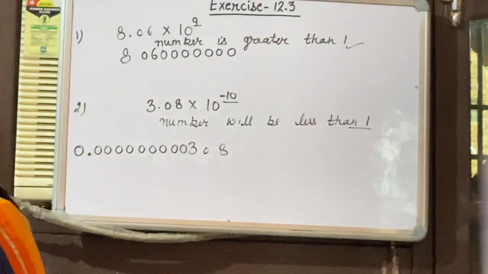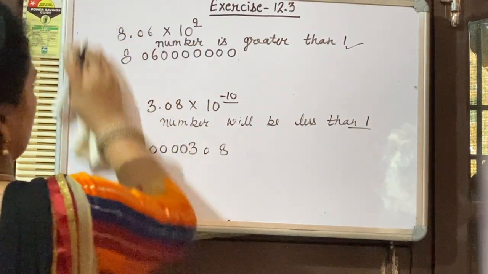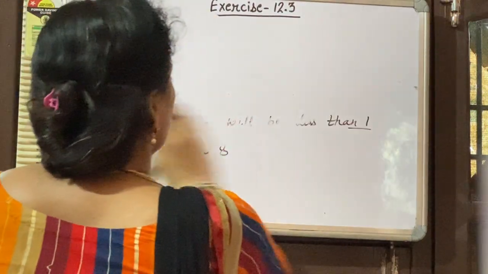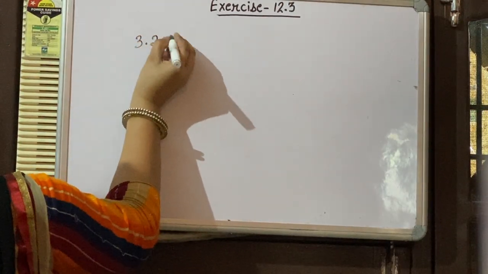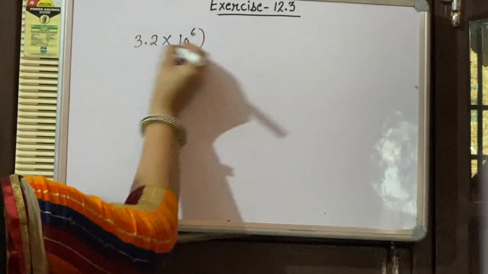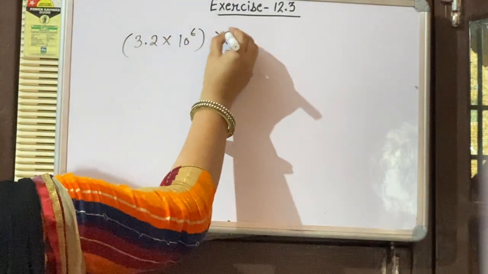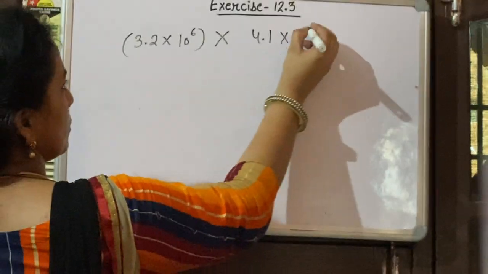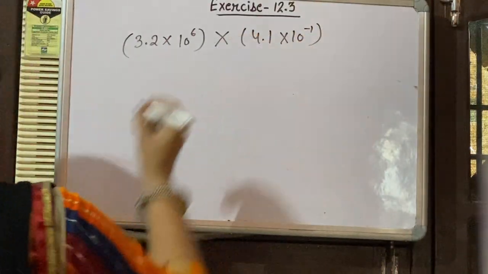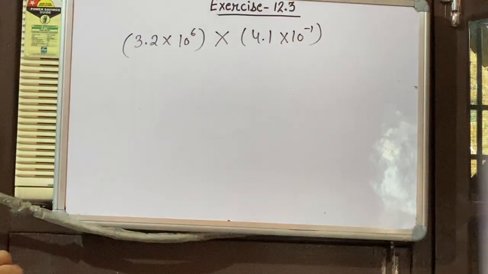Let's do one more question. Solve 3.2 multiply 10 raised to power 6 multiply 4.1, 10 raised to power minus 1. We have to solve this number.